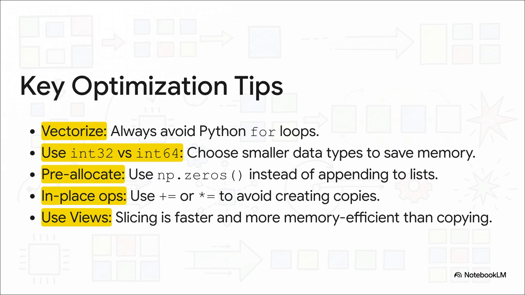Third, if you know the final size of your array, pre-allocate it. Appending is slow. Fourth, use in-place operators like plus equals to modify data directly so you're not creating temporary copies. And finally, understand that slicing an array creates a view, not a copy. It's super fast, but just remember, if you change the view, you change the original data too.